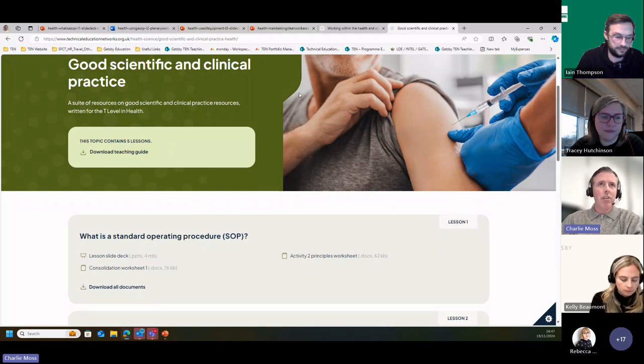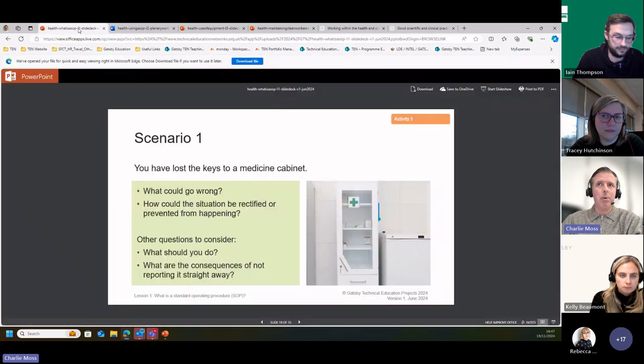So I'll use good scientific and clinical practice as an example, but we've got assessments filtered throughout our materials. So I'll just show you some examples. So this is in lesson 1 on our slide deck. We have assessments like this. So this is a scenario-based assessment looking at examples around what's posed in a question for students, and then for them to try and consider what the responses is.